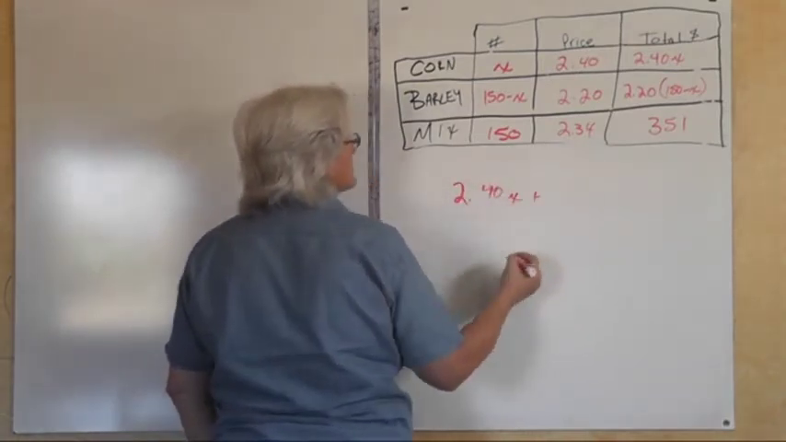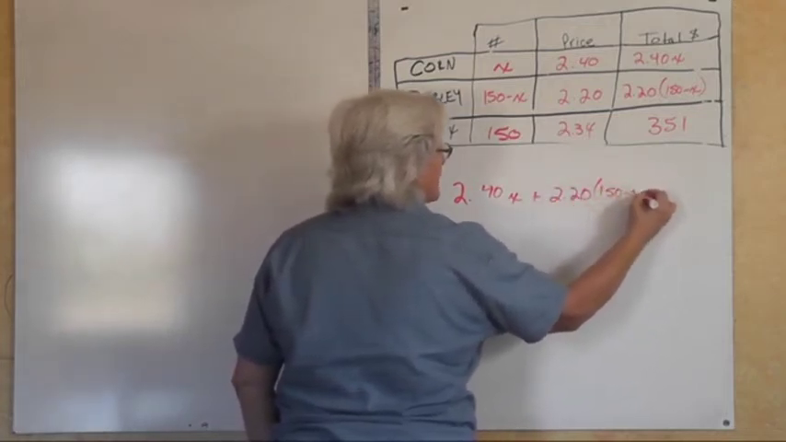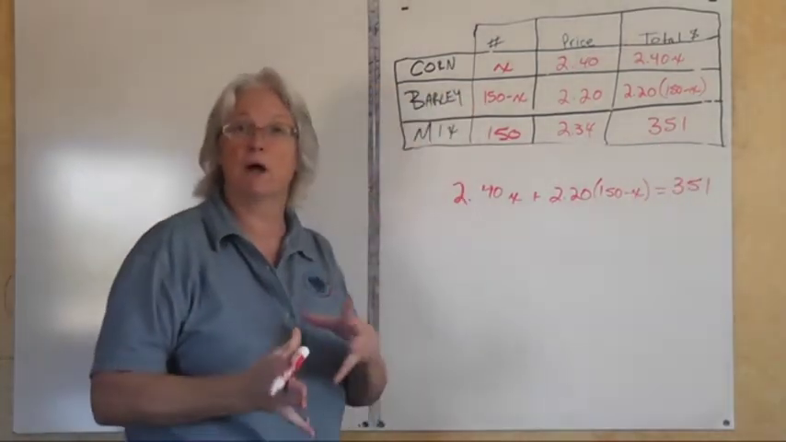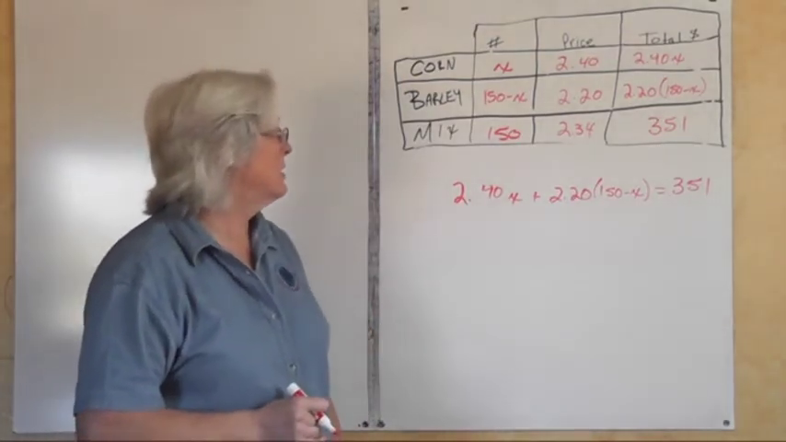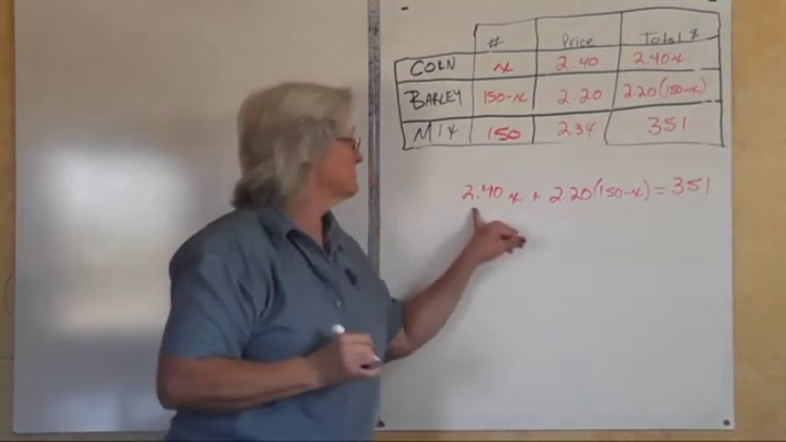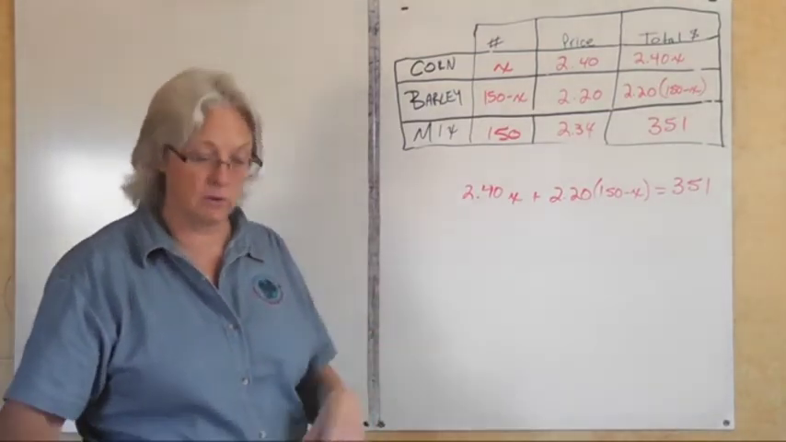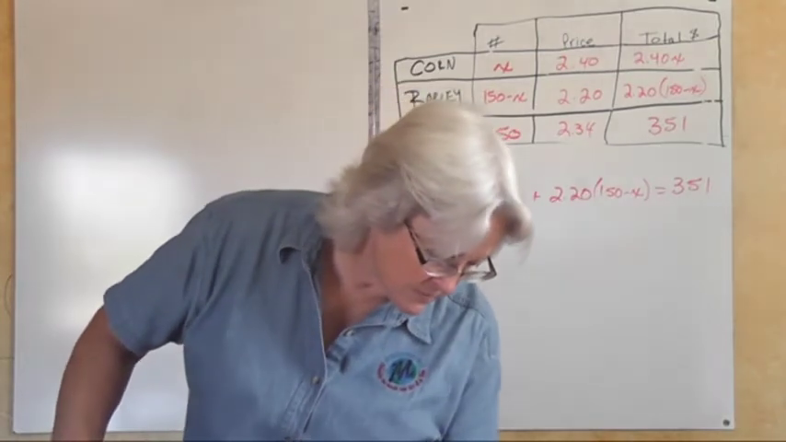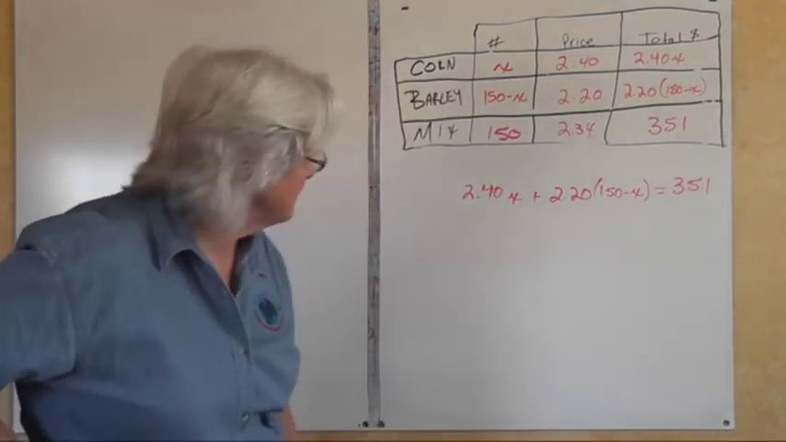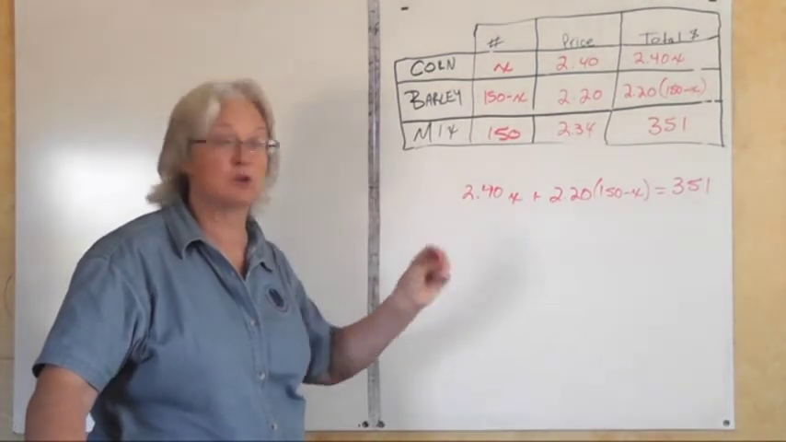So the total cost of the corn, 2.40X, plus 2.20 times 150 minus X, is equal to the total value of the combined mixture itself, $351. So now we have these decimals introduced into our problem, and we want to go ahead and clear the equation of decimals. We did this by multiplying by a power of 10. We've talked about this earlier in the year.